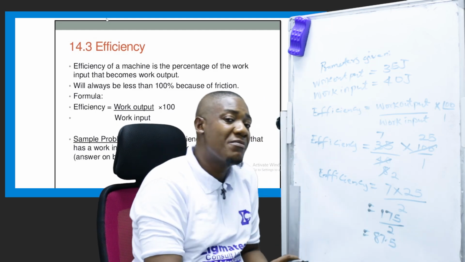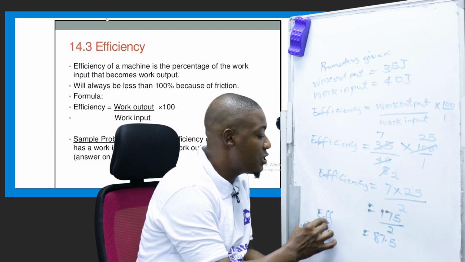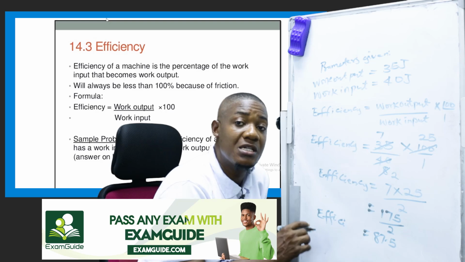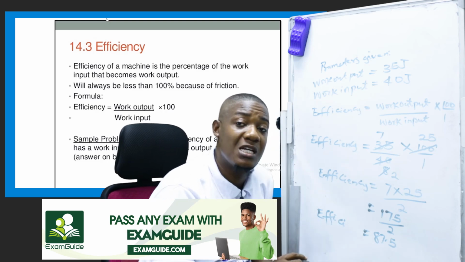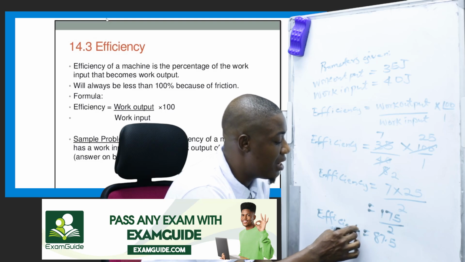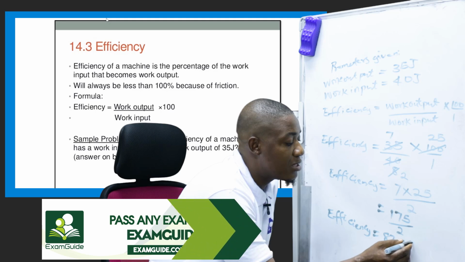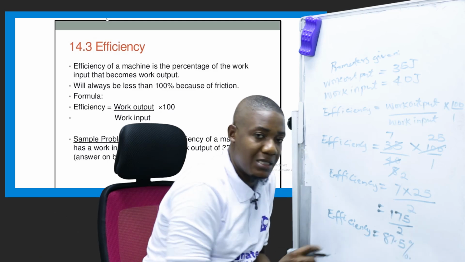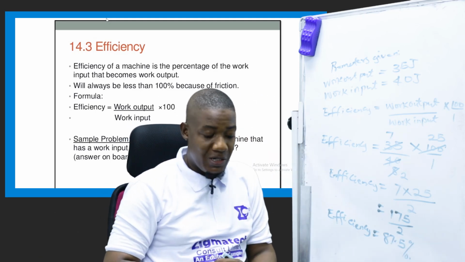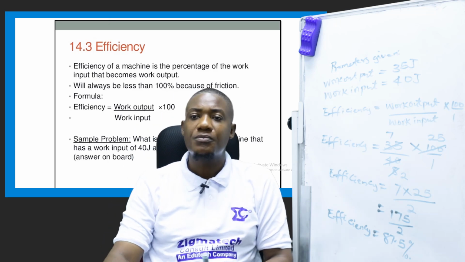87.5. Remember that I told you that the efficiency of a machine is expressed in percent. So we will have here that efficiency is equal to 87.5%. Can you see that this machine actually is efficient to use? Okay.